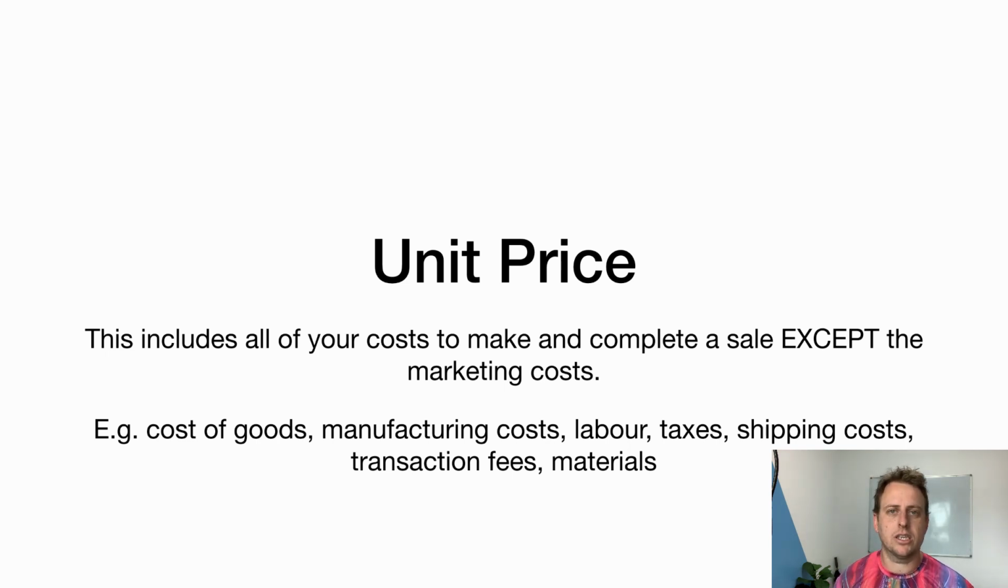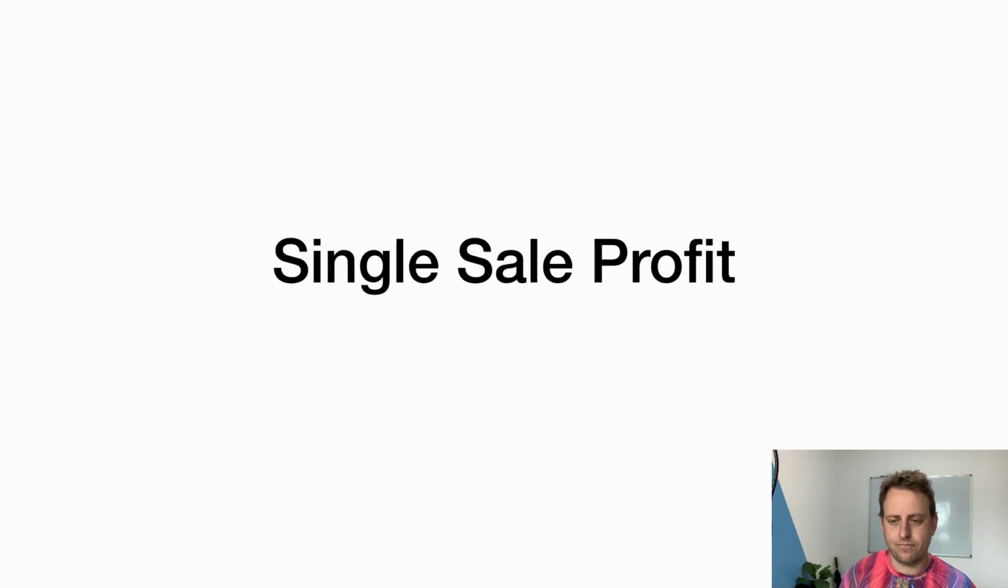Once again, transaction costs, sales taxes, all that sort of stuff. You need to total that all together and you have your unit price. And that is the base thing that you need to know for anything that you're selling. Now, once you know your unit price, you then need to work out your single sale profit before marketing costs.